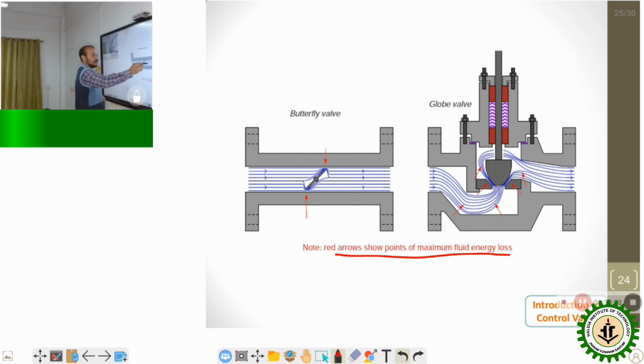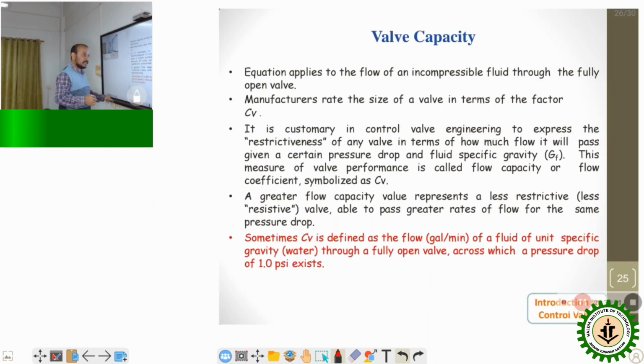So whenever you are making the portion, you are able to visualize that they are the portion of the control valve in which maximum energy loss will be there, and it is not at all acceptable in industrial concepts. So those are the points we need to understand: what valve sizing we need to take care of when we are purchasing a control valve, and that will be defined by the valve capacity.